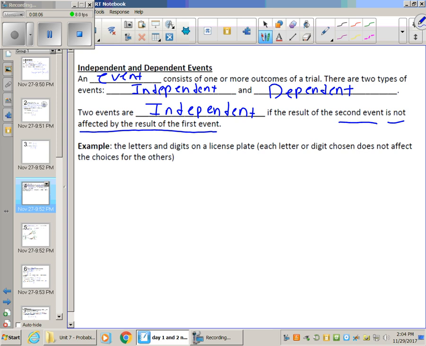Okay, so like I said, an event is a bunch of different outcomes of a trial. So let's say one event is me flipping a coin, and the other event is me drawing a card from a deck of cards. All right, those 2 events are independent of each other because they don't affect the other. All right, here's another example. The letters and digits on a license plate. Each letter or digit chosen does not affect the choices for the others. Okay, so it doesn't matter what letter I chose or what digit I chose, they do not affect each other. Okay, so that means they're independent events.